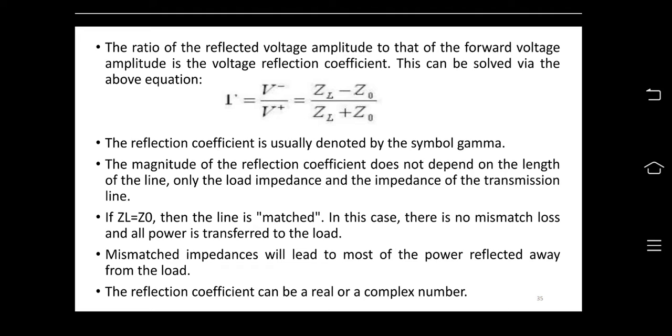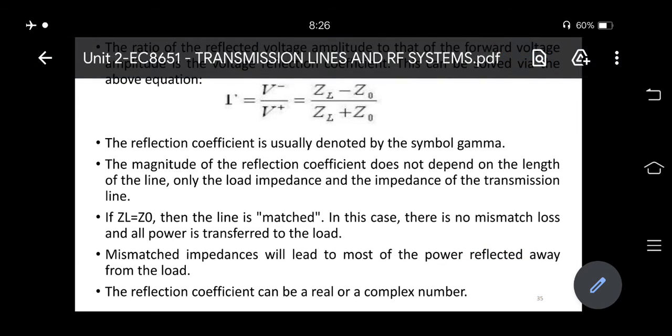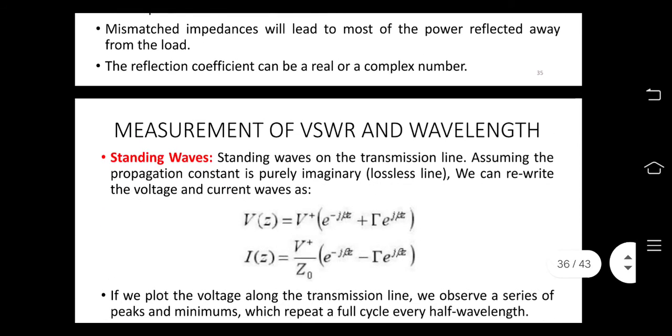If ZL equals Z0, then the line is matched. So in that case, there will be no mismatch, so all the power is transferred to the load. The mismatched impedance will lead to most of the power reflected away from the load. So the reflection coefficient can be a real or a complex number.